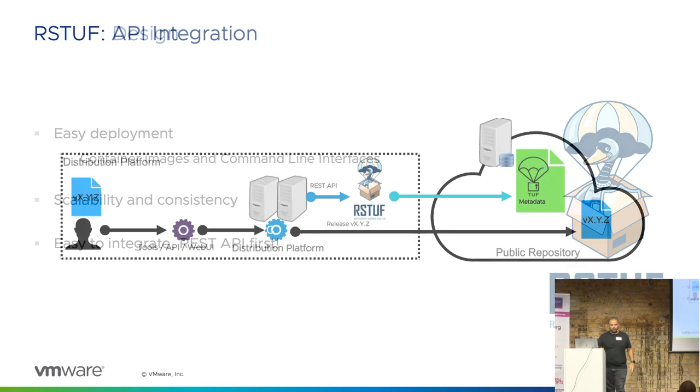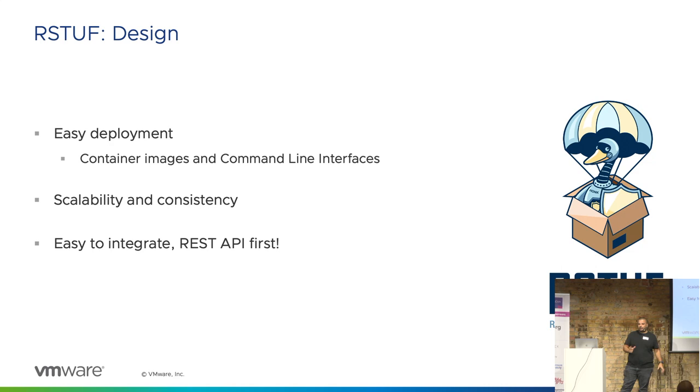So we also talk about the scalability and consistency. I like to put it together because you need to think like solutions to handle like PyPI. It's almost 9 million packages, about 10 new uploads per month. So how you can deal with all this traffic and also make the RSTUF metadata consistent. So we made it also a key design for RSTUF and make it easy to integrate using the REST API.